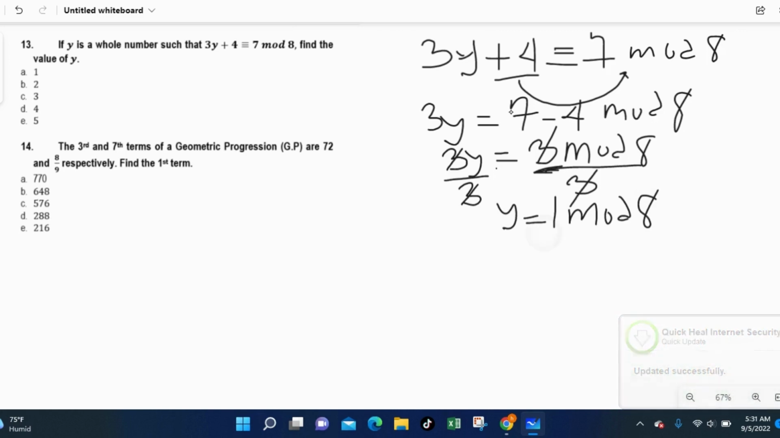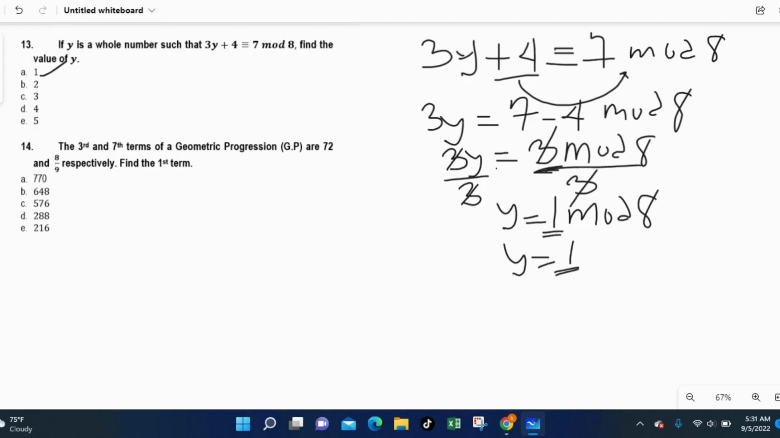The value which stands as a remainder for this value is 1. So we can now say that our y is equal to 1, which is A, the best option.